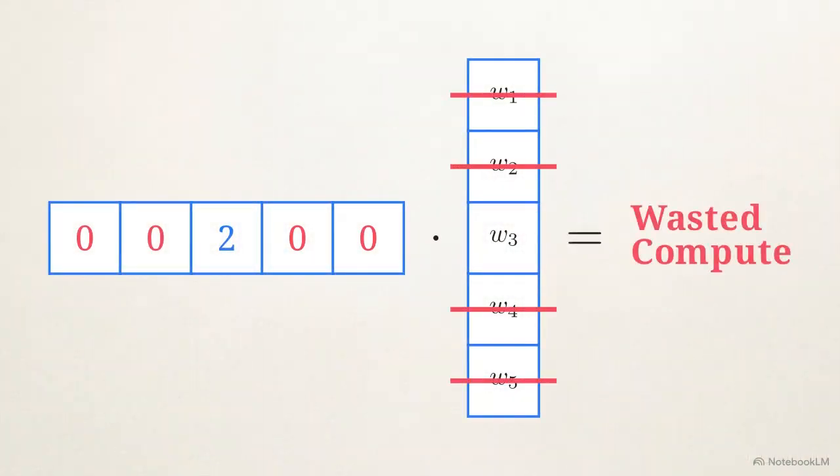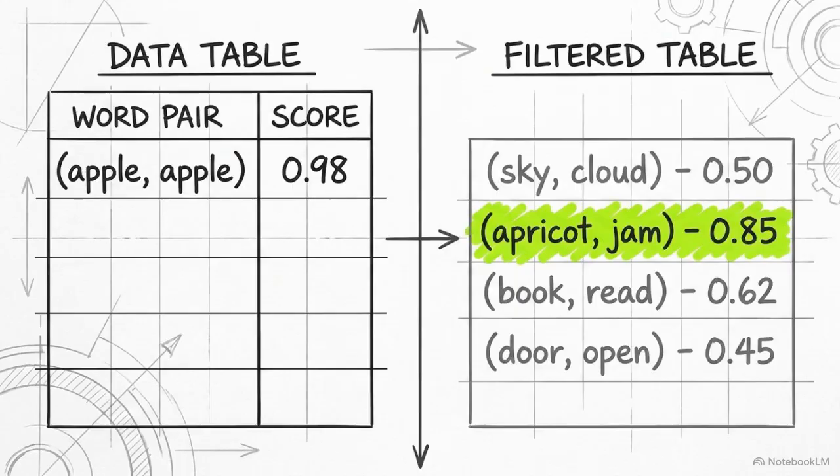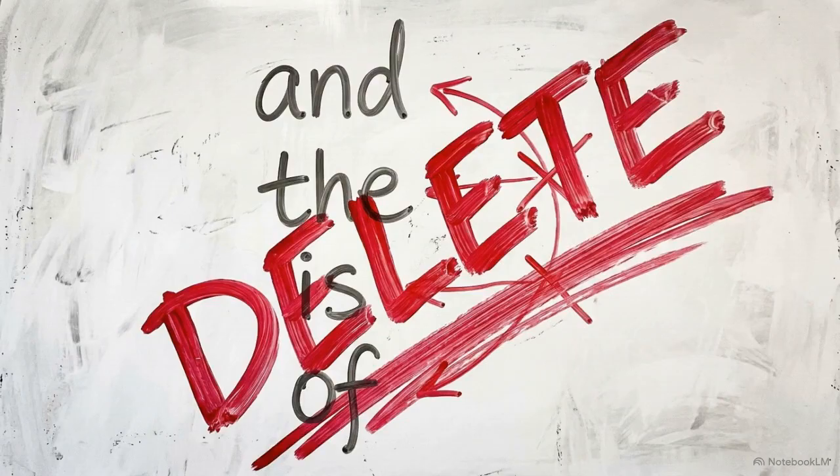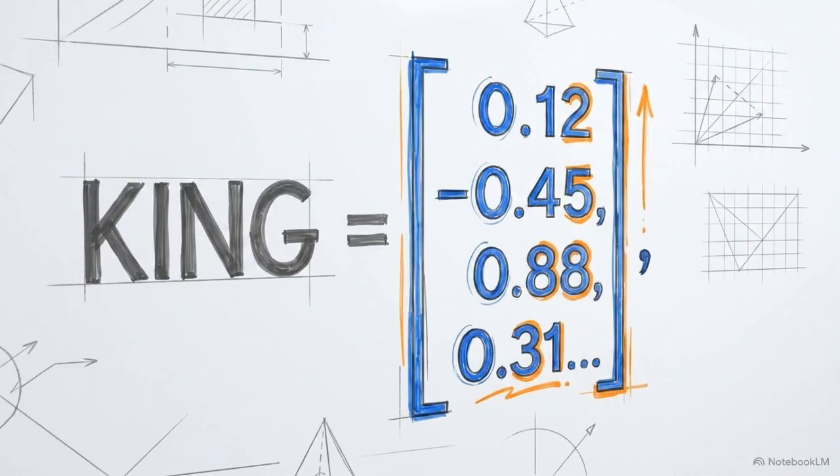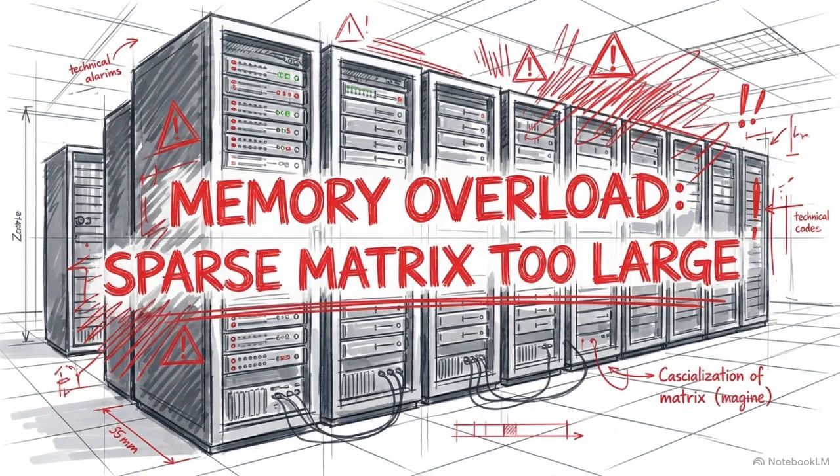Allocating memory for millions of zeros is a massive drain on compute efficiency, especially during the heavy matrix multiplications required by neural networks. To clean up the data, engineers used PPMI. This identifies which co-occurrences are statistically significant and which are just random noise, or common stop words like and or the. They then applied singular value decomposition. By decomposing the matrix into its most significant underlying components, they could discard the 99.